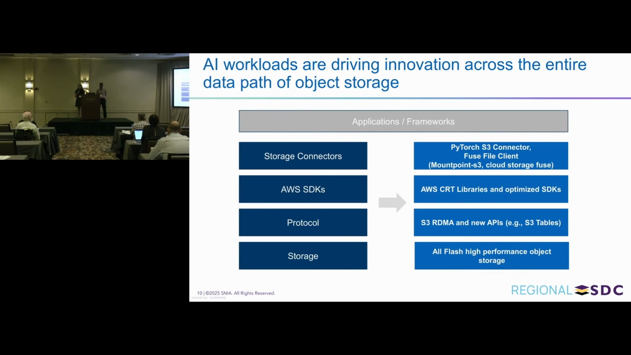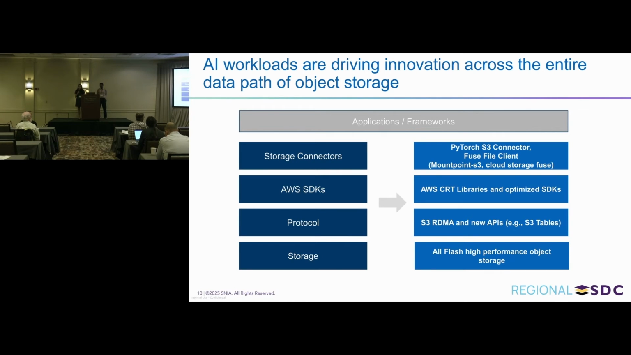However, that's not enough, because if you look at the application space, a lot of applications still expect a POSIX API, right? So we see innovation there, like plugins for applications, for instance the PyTorch S3 connector. Dynamo has an Excel for inference engine. We have FUSE-based file clients like Mountpoint and Cloud Storage FUSE, which convert those POSIX calls to object APIs, right?